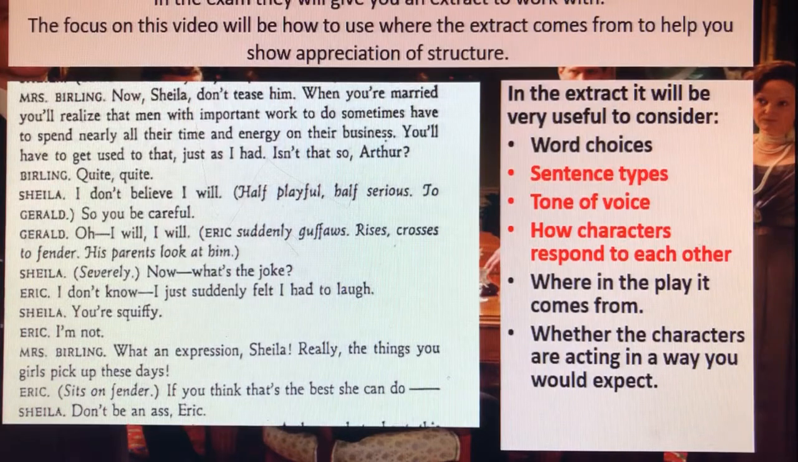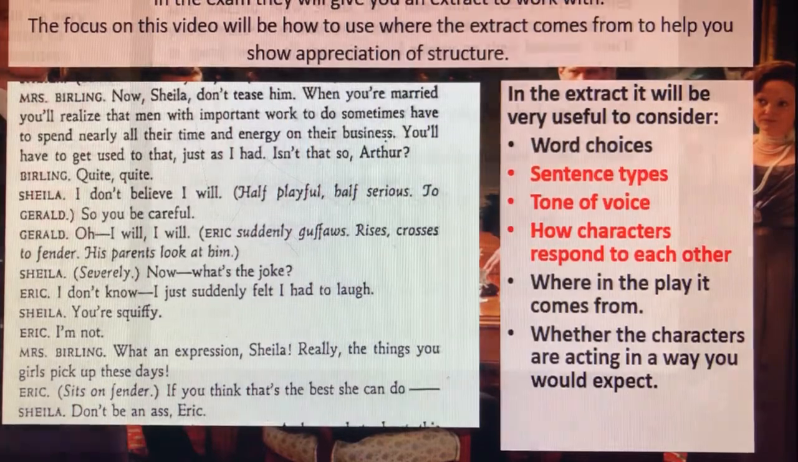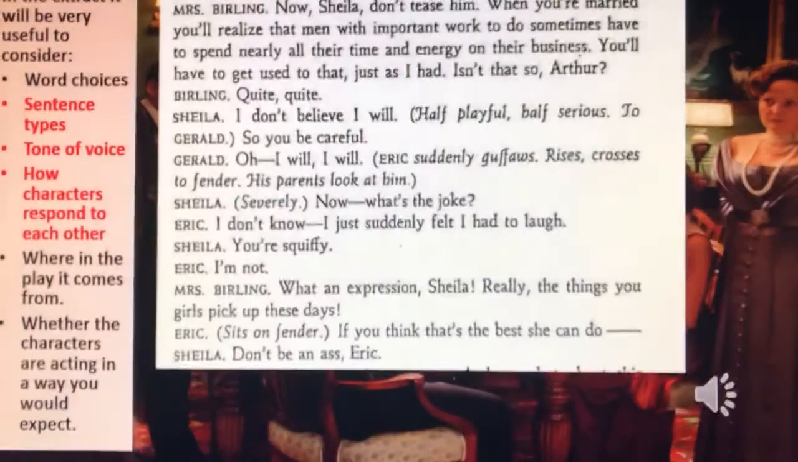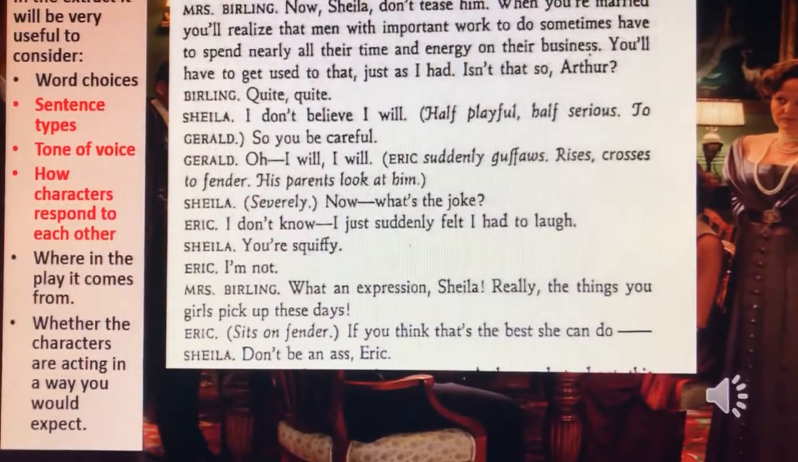As in the actual exam, you will be given one page of the book. The rest of the quotes have to come from you, but perhaps it's best looking at the extract first. Today we're going to focus particularly on sentence types, tone of voice, and how characters respond to each other. Now, as we look at this extract, we can see we've not actually got much said by Eric, but what he does say tells us a lot.